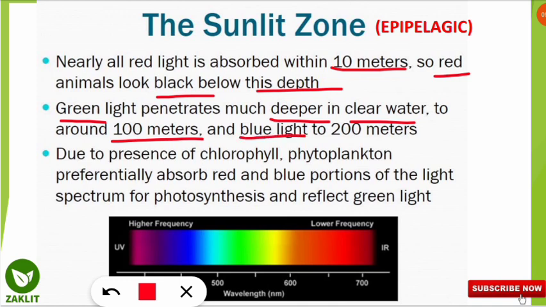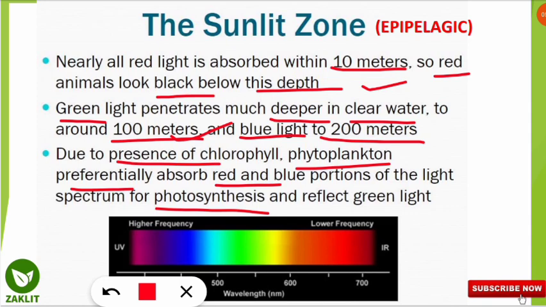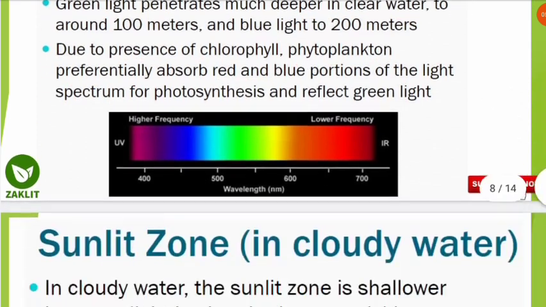And blue light penetrates to 200 meters. So the one that penetrates the most is blue light, followed by green light, then red light, which goes only up to 10 meters. Due to the presence of chlorophyll, phytoplankton preferentially absorb the red and blue portions of the light for photosynthesis, which is important in the case of plants also. So let's move on to the next zone.